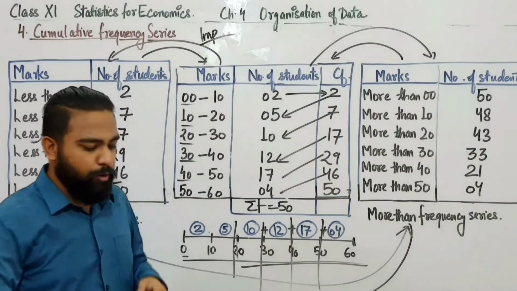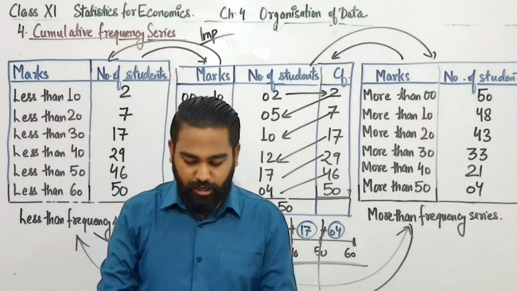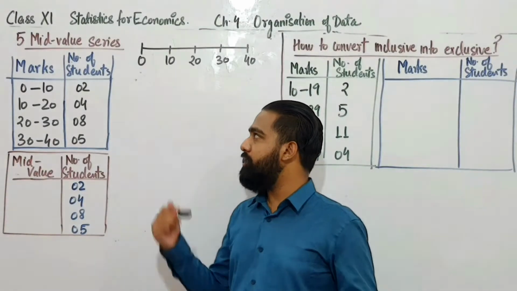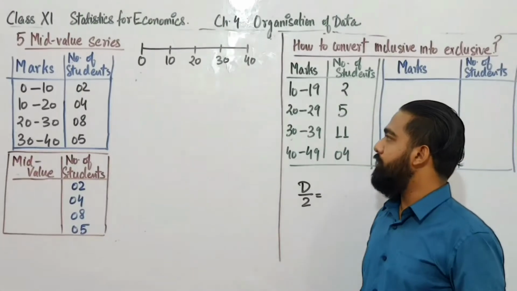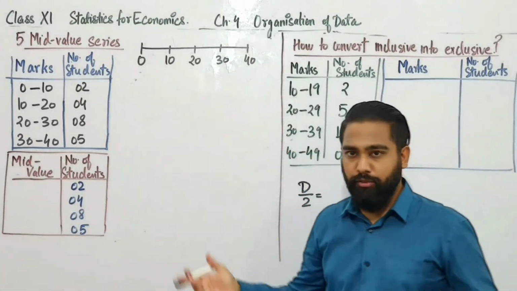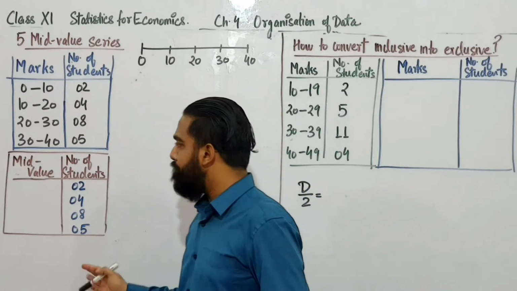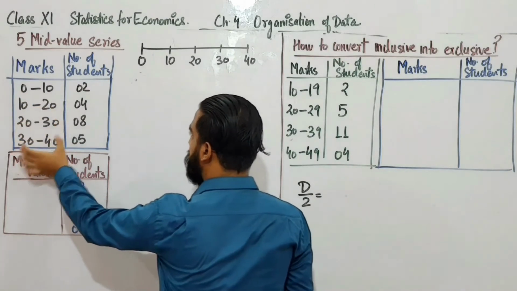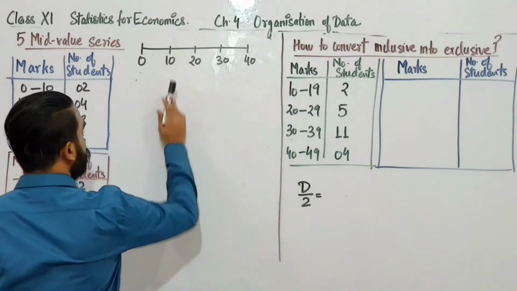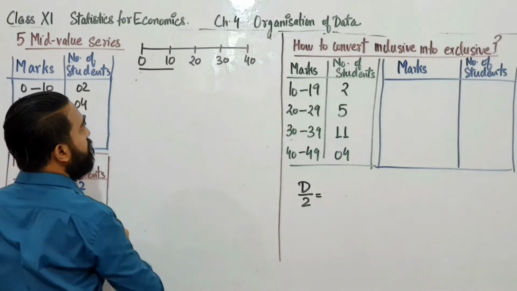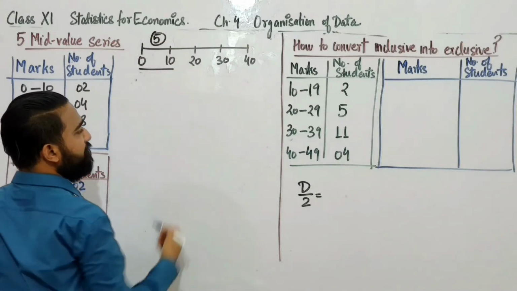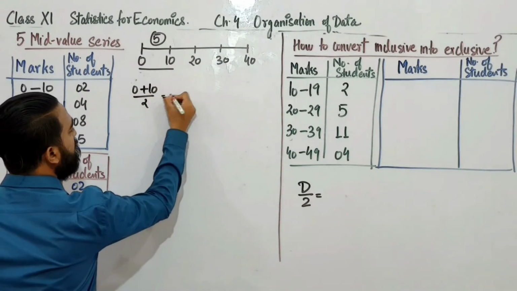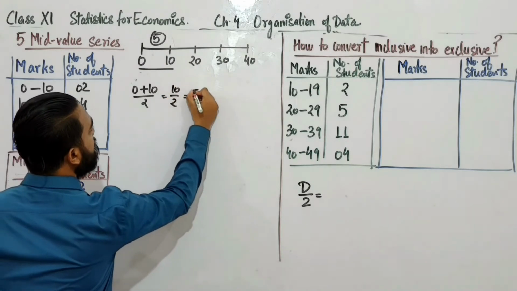Fine. Now let's move further to the 5th one, which is mid-value series. Friends, it's time for the last series, which is mid-value series. Now, this is our regular exclusive series and you have to convert it into a mid-value series. Now students, this is a class interval 0 to 10, 10 to 20, 20 to 30, 30 to 40. Now, the mid-value of 0 to 10, what it would be? It would be 5. And how we got that? We add 0, 10 and divide by 2, which will be 10 by 2, which is 5.